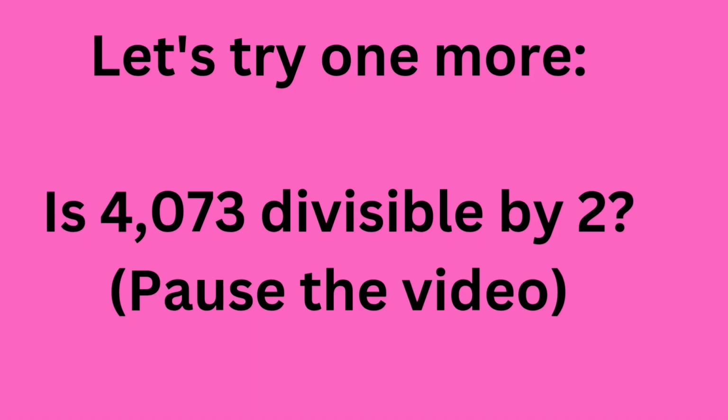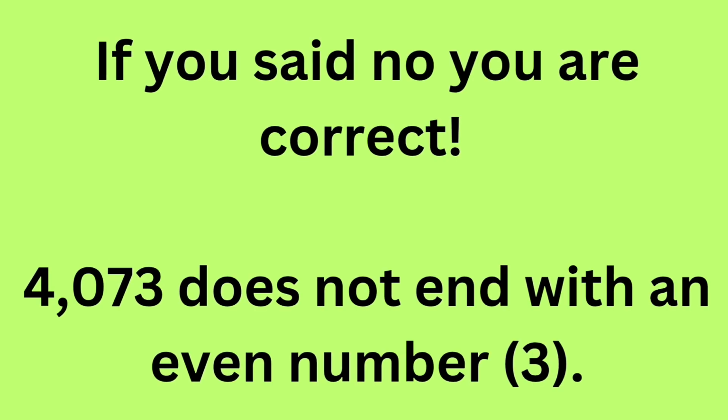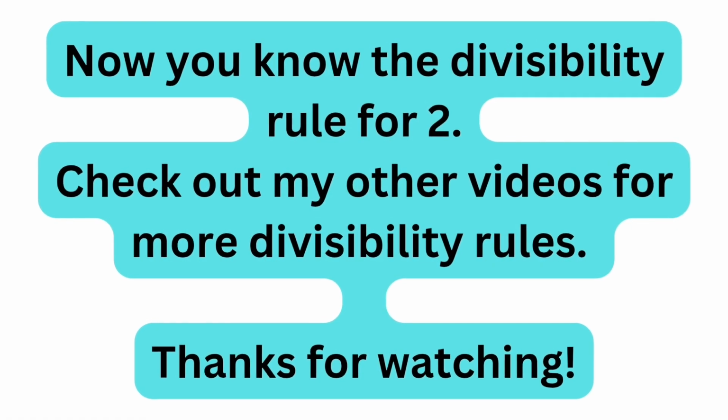Let's try one more. Is 4,073 divisible by 2? Again, pause the video before you see the answer. If you said no, you are correct. 4,073 does not end with an even number. 3 is an odd number. Now you know the divisibility rule for 2.